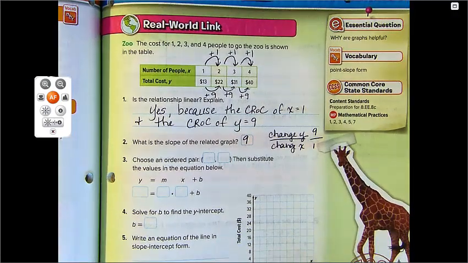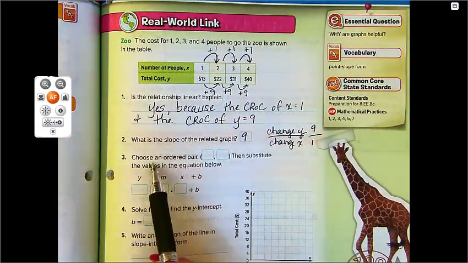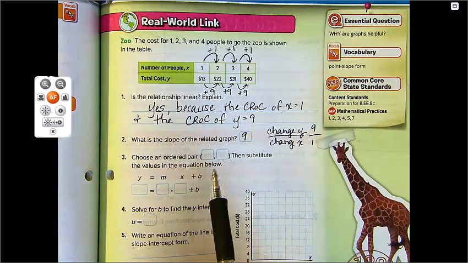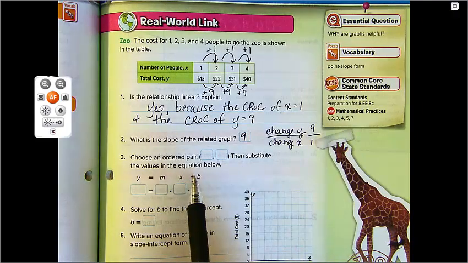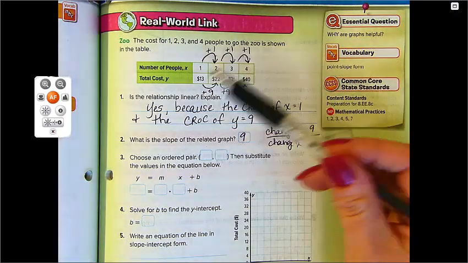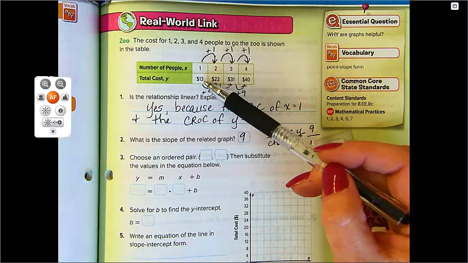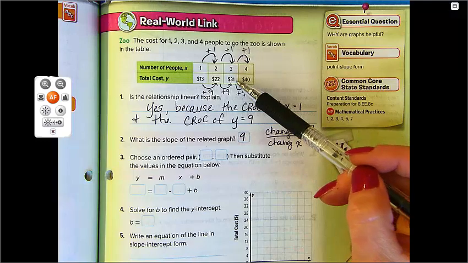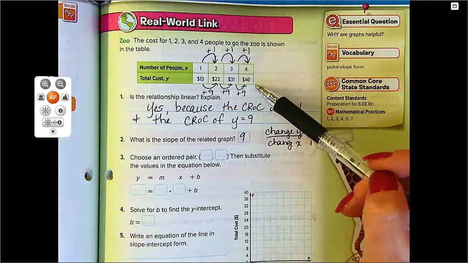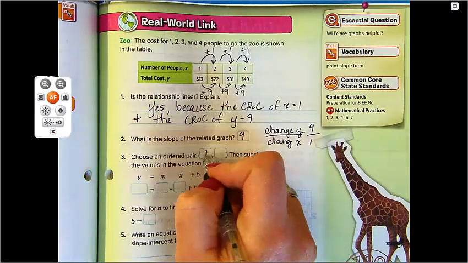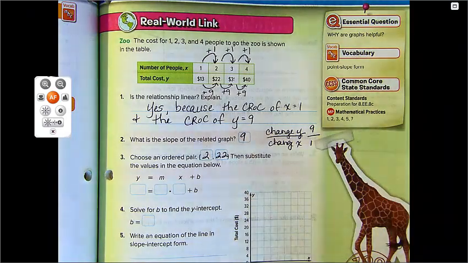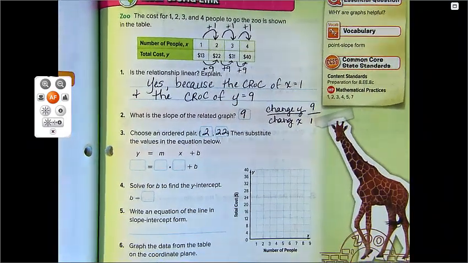Now it says choose an ordered pair. Choose any ordered pair from this graph below, or above, I'm sorry. Then substitute the values in the equation below. It doesn't matter which ordered pair I pick. I can pick (1, 13), that's an ordered pair. (2, 22) is an ordered pair, (3, 31) is an ordered pair, or (4, 40) is an ordered pair. Any of those four I can choose. So I'm going to go ahead and just pick (2, 22). I just picked those because I wanted to. It could have been any of those.